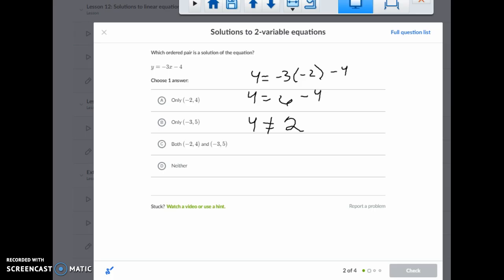So let's try negative 3 and 5. So 5 is equal to negative 3 times negative 3 minus 4. Well, negative 3 times negative 3 is 9. So we have 5 is equal to 9 minus 4, and 5 is equal to 5, so that works. So the answer is only negative 3, 5.